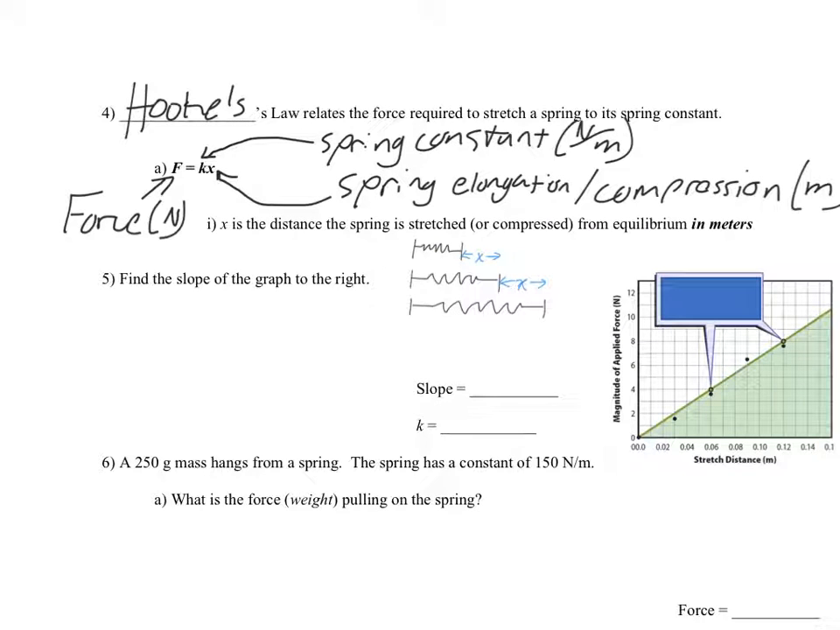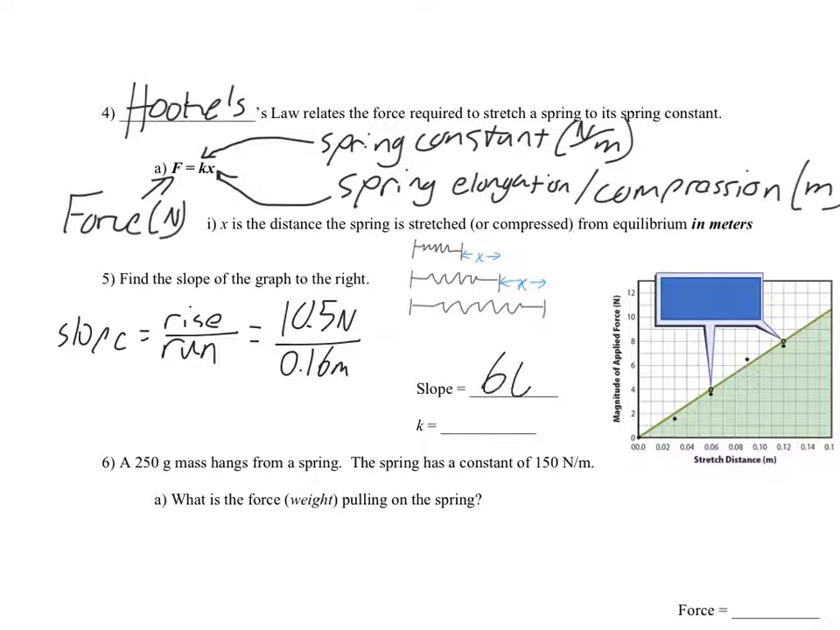So the next part, we're given a slope of a graph, or we have to find the slope of a graph with force on the y-axis and stretch distance of a spring on the x-axis. So to find the slope, we're going to do rise over run. So our rise here is about 10.5 newtons, and our run is about 0.16 meters, for a slope of 66 newtons per meter, which is also our k value.